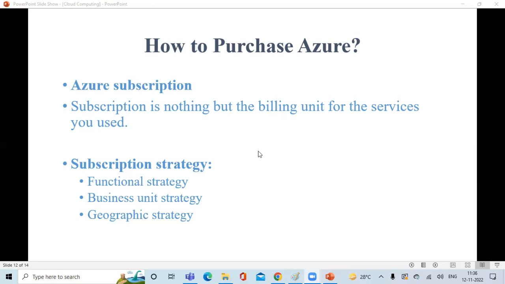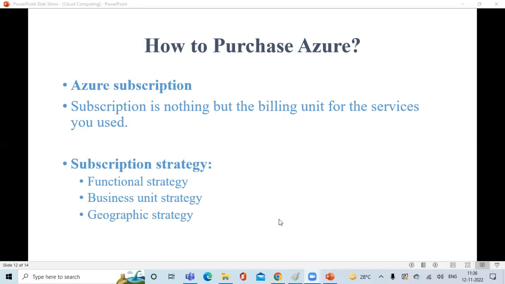Now, in order to take that subscription, you already know, yesterday I sent you a link for the free trial, right? But in one portal itself, you can add multiple subscriptions on the level of functional area, on the level of business unit area, on the level of geographic area. You can add multiple subscriptions.